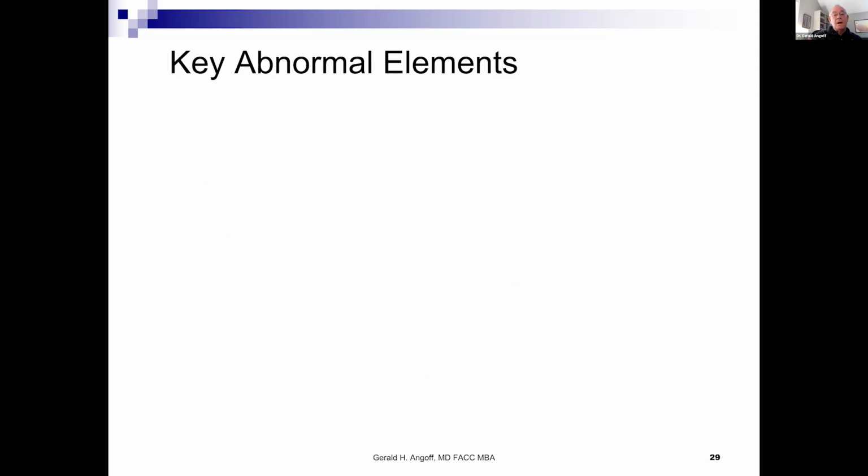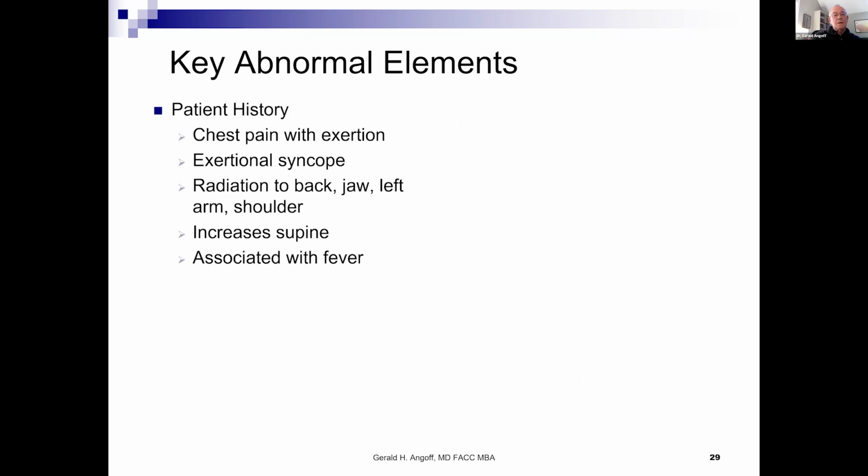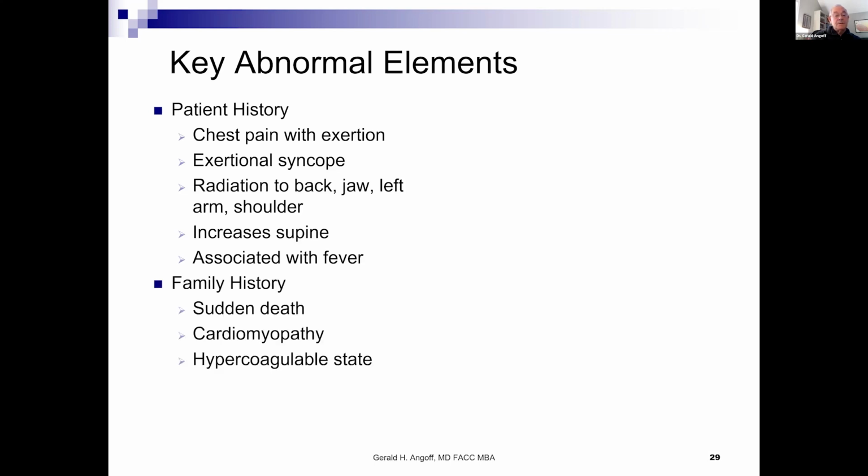Key abnormal elements to look for in the guideline. Again, history. Chest pain with exertion, any syncope associated with the symptom, radiation, back, jaw, left arm, shoulder, anginal type qualities, supine or with fever suggesting pericarditis. Again, history, this time family history: sudden death, cardiomyopathy, hypercoagulable state.